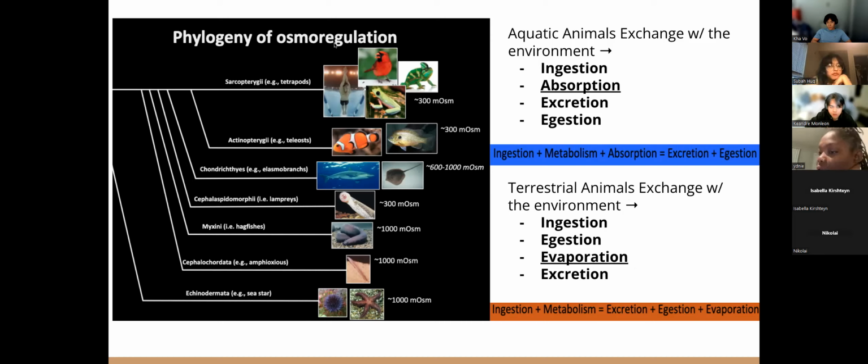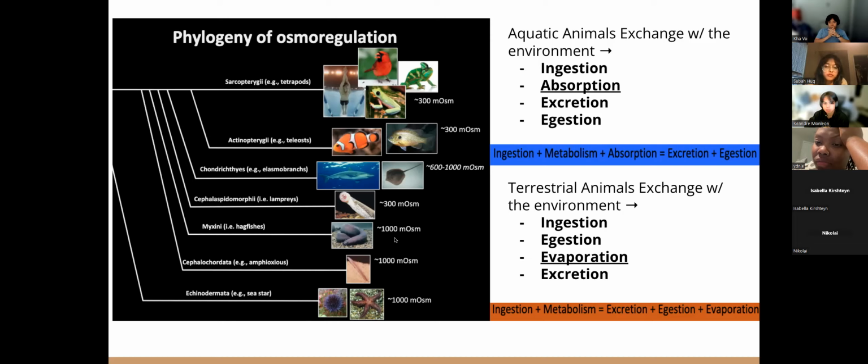In terms of phylogeny of osmoregulation, really the big thing you have to remember is that land animals, these terrestrial animals, have a milliosmolarity of 300, as well as these bony fish. Just know that sharks and rays will typically have a milliosmolarity between 600 to 1,000. And remember that these marine animals in the bottom 3 or 4 right here are going to be around 1,000 milliosmoles.